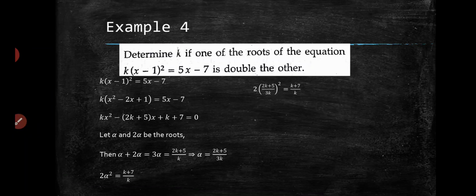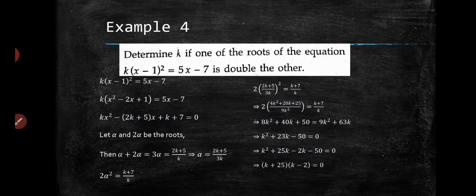Right, now it will be some routine calculation, just do it. From here I get this k square plus 23k minus 50 equals to 0, and from here if you just solve, the value of k comes out to be minus 25 or 2. Fine.